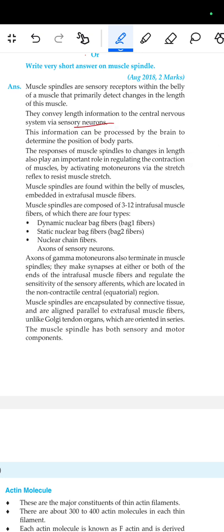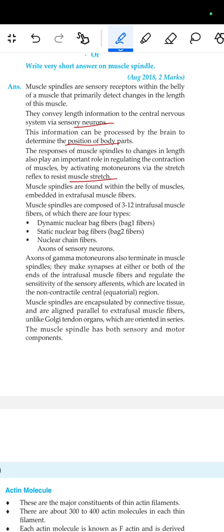This information can be processed by the brain to determine the position of the body parts. The response of the muscle spindle to change in the length also plays an important role in regulating the contractions of the muscle by activating the motor neurons by the stretch reflex to resist the muscle stretch. Muscle spindles are found within the belly of the muscle embedded in the extrafusal muscle fibers.